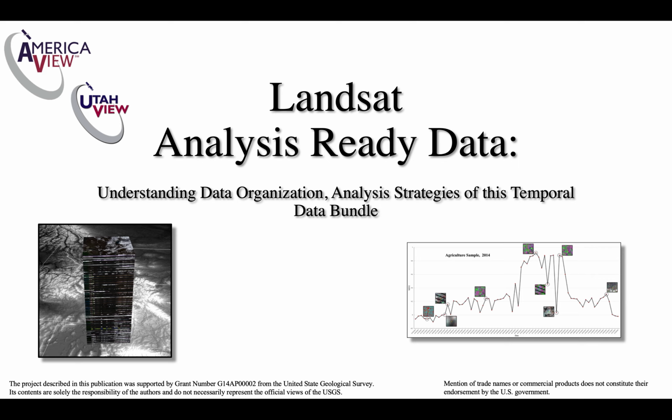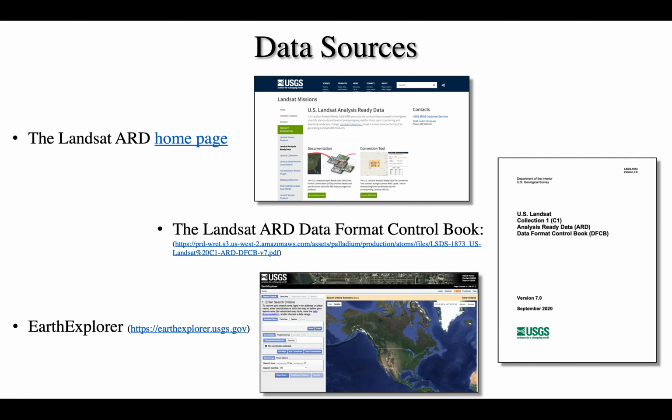The U.S. Geological Survey and NASA have worked hard over the past years, and particularly over the past 2 decades, to make Landsat data more available and accessible to scientists, land managers, and the general public. Detailed information about the Landsat Analysis Ready Data product can be found on the Landsat ARD homepage, located simply by Googling Landsat ARD. On that page, you will find detailed information, including the Landsat ARD Data Format Control Book, which documents how each data product was processed, their data formats, and detailed explanations about quality assurance layers.